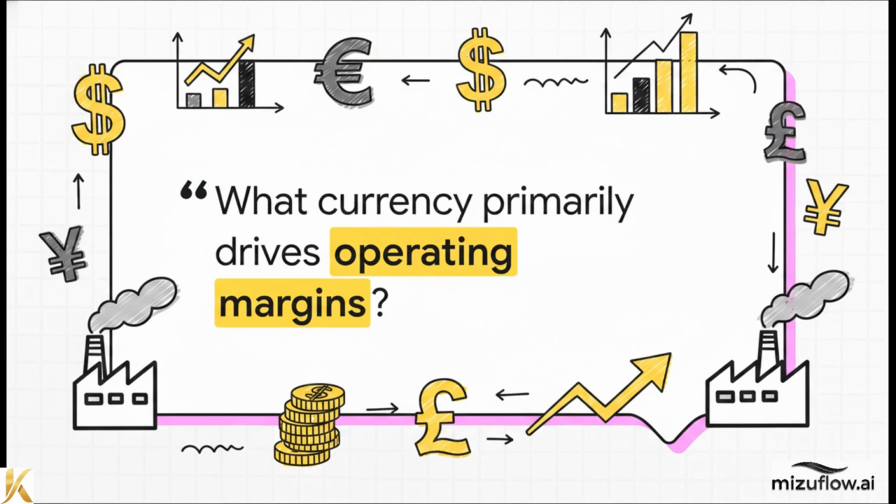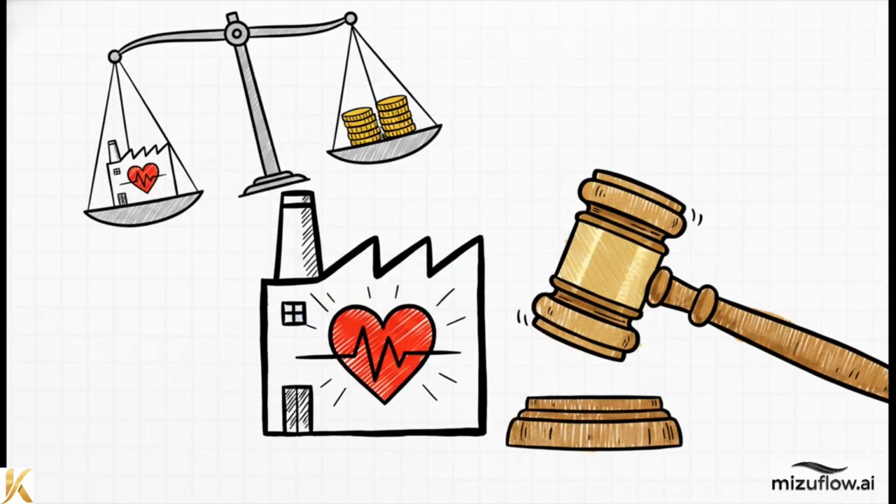When you strip away all the complexity, the single biggest question auditors look at for manufacturing companies is simply this: what currency primarily drives operating margins? It is not about ownership, it's not about the reporting currency, it's not even about the customer location alone. It is all about the driver of those margins. So, the crucial point is our verdict: CAD functional.